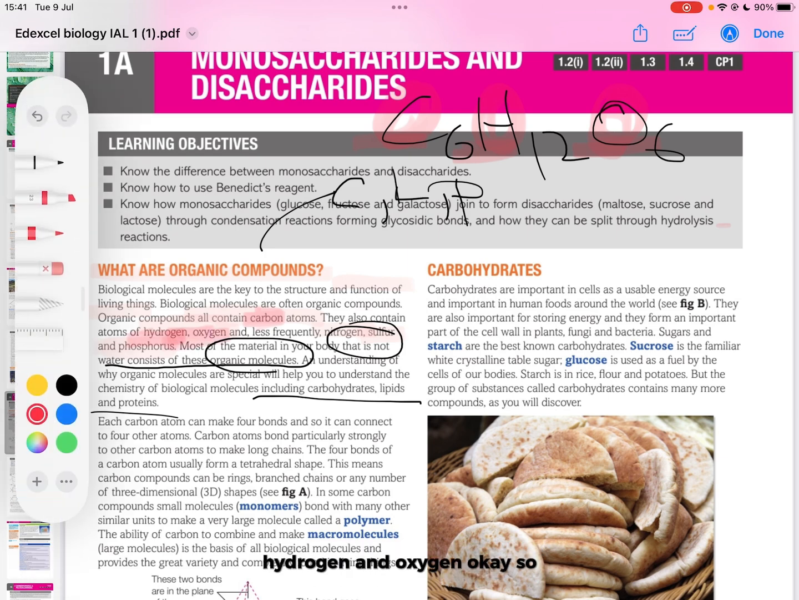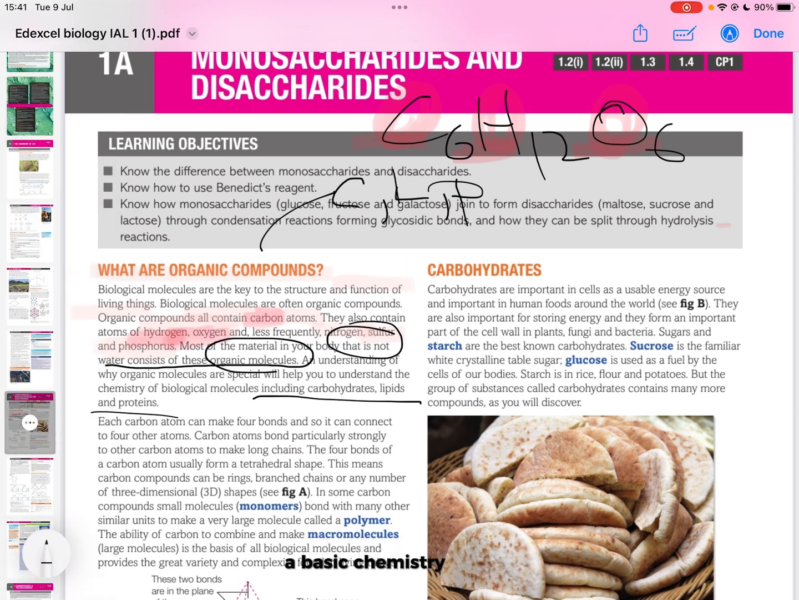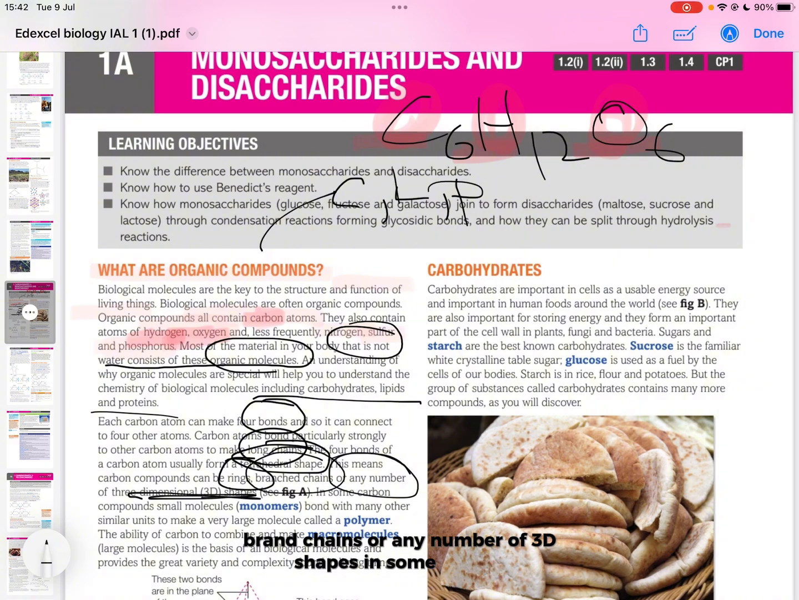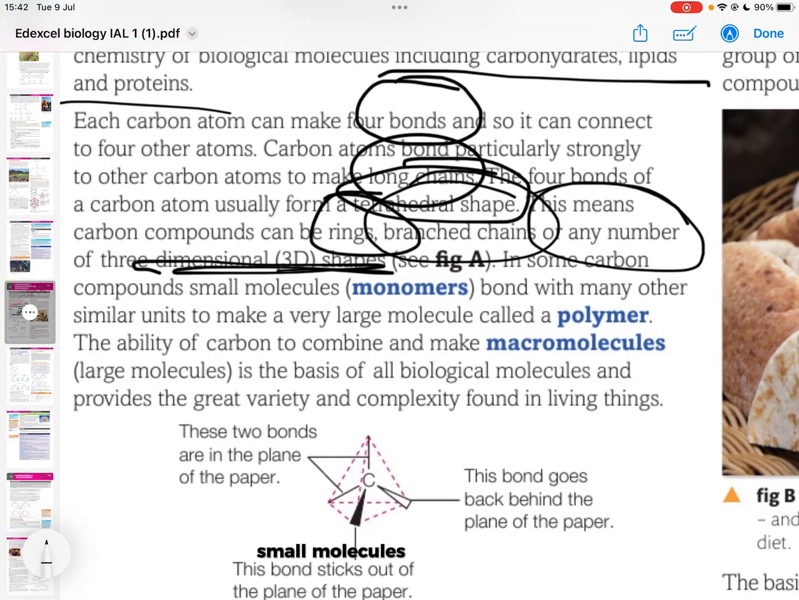Basic chemistry as well is that each carbon atom can make 4 bonds, so it can connect to 4 other atoms, and carbon atoms bond particularly strongly to other carbons to make long chains. The 4 bonds of a carbon atom usually form a tetrahedral shape. This means carbon compounds can be rings, branched chains, or any number of 3D shapes. In some carbon compounds, small molecules are the monomers.